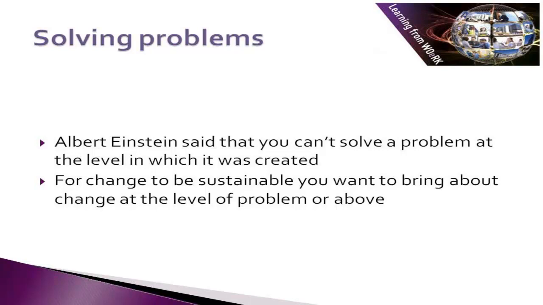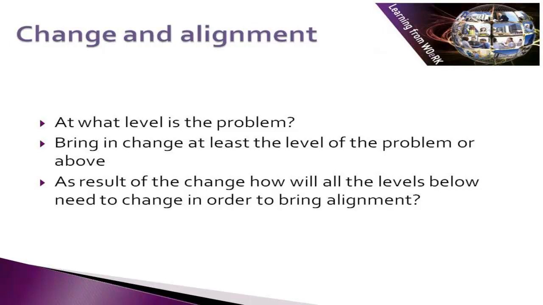Albert Einstein said that you can't solve a problem at the level at which it was created. For change to be sustainable, you want to bring about change at the level of the problem or above. So when you're mentoring, you may want to ask yourself, at what level is this problem? And then look to work with the person, at least at the level of the problem or the levels above. And then help the person think about what they'll want to do in order to bring about change at all the other levels and bring those into alignment.